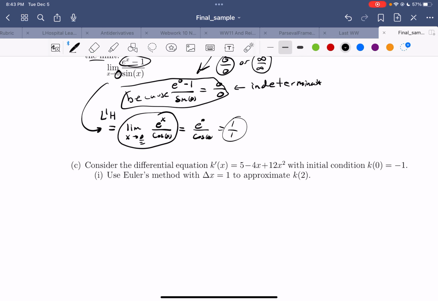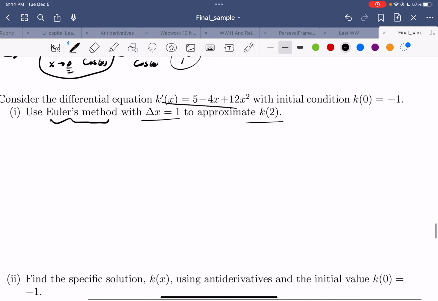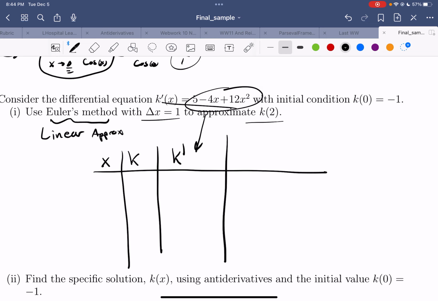All right, consider this differential equation with the blah. Use Euler's method with the blah to approximate the blah. Okay, Euler's method. This is linear approximation. We just sort of do it over and over again. So let's make a little table. We've got x values, y values. Actually, we should call them k because we care about the function k. We've got k prime, which we're going to compute via this, okay? And then we've got the new k.